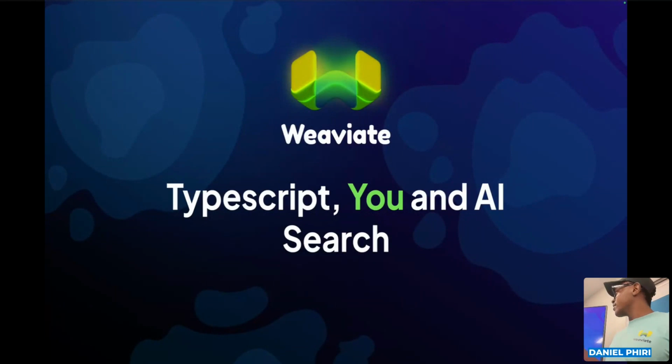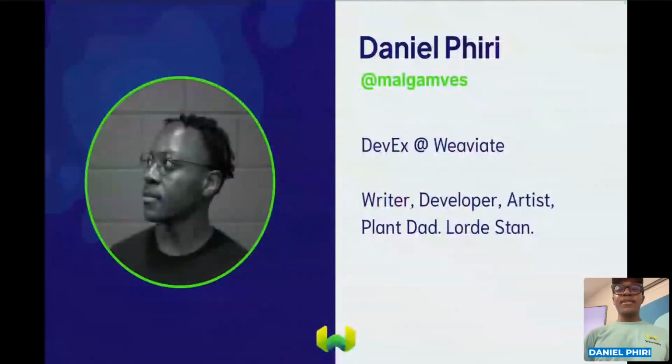I'll be speaking to you about TypeScript, you, and AI search. If I go a bit too fast, let me know. I tend to do that sometimes. I'm Daniel Piri, also known as Valgamvis, anywhere online. I do developer experience at Weaviate. I'm a writer, developer, artist, plant dad, and a Lloyd Stan.